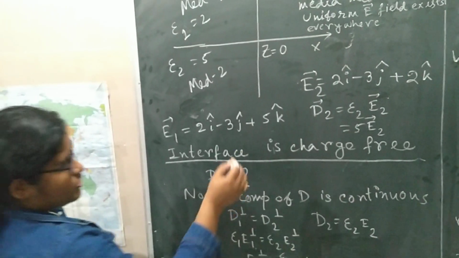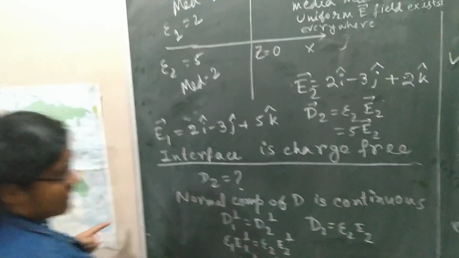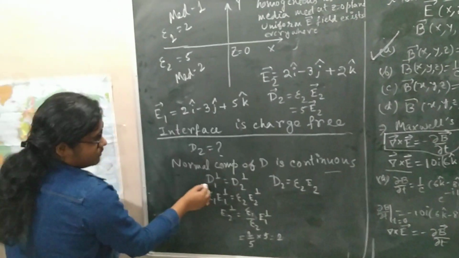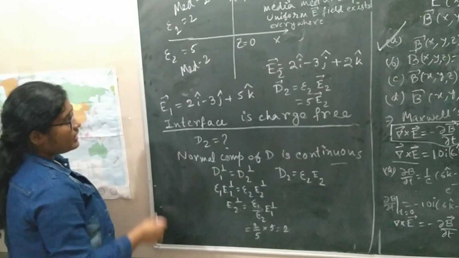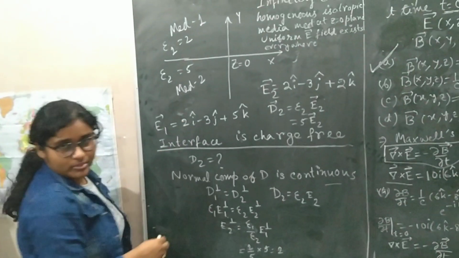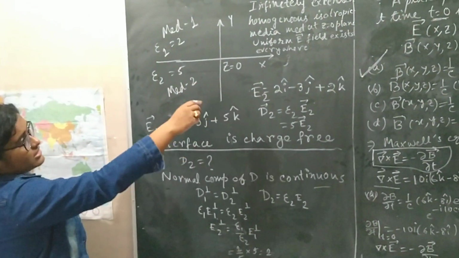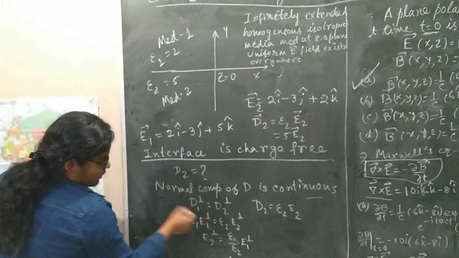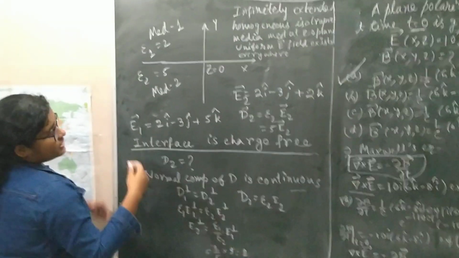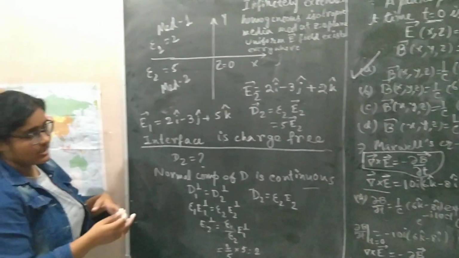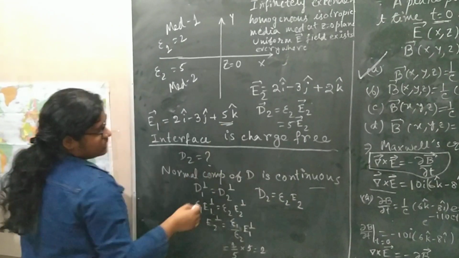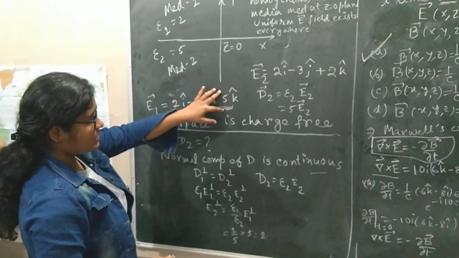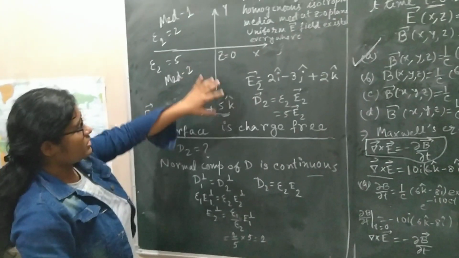This is the question. Since the interface is charge free, the normal component of D is continuous, meaning D1 perpendicular equals D2 perpendicular. You have to know what the normal to this plane is, because the media meet at z equals 0. So the z direction is the normal. The D1 perpendicular component means the component of the electric field along the z direction, which for electric field 1 is 5 into k cap. The electric field component magnitude is 5 and direction is along z or k cap.